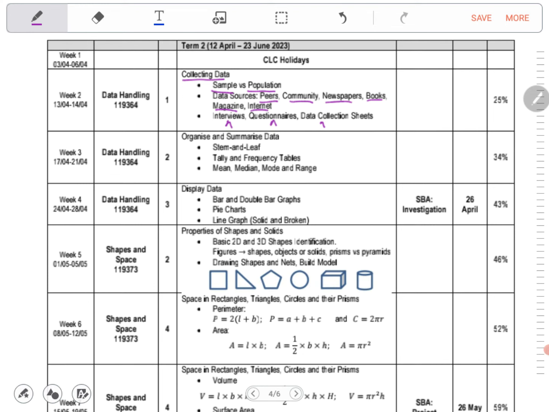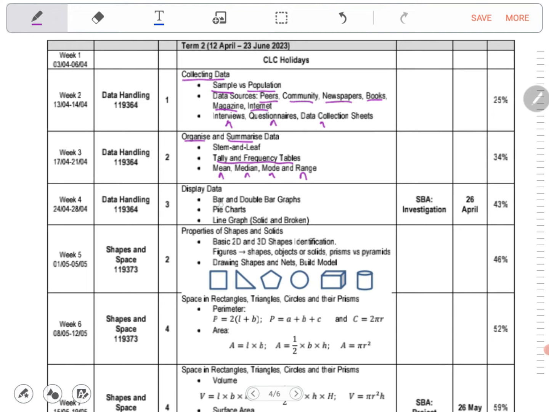Next, we have to organize this data. So we organize it and summarize it. We can organize it in a stem and leaf diagram. We can also organize it in a tally frequency table, and we can summarize the data using the statistics of the mean, the median, the mode, and the range. So I don't want to go deep into those. That's what you will also learn.